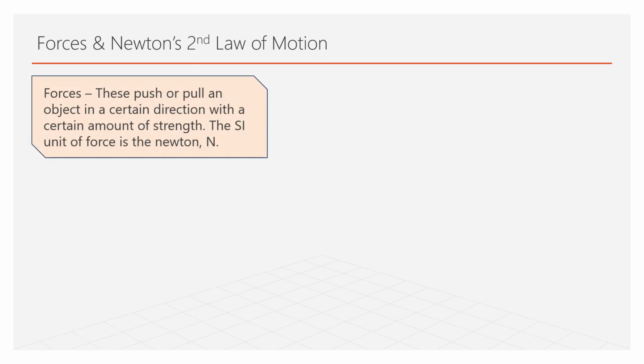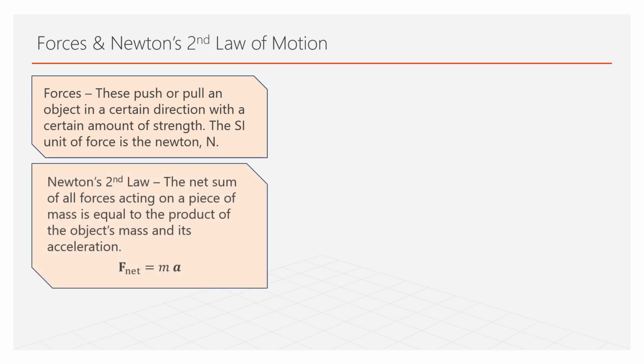Forces push or pull an object in a certain direction with a certain amount of strength. The SI unit of force is the Newton, or capital N for short. This is Newton's second law. The net sum of all forces acting on a piece of mass is equal to the product of the object's mass and its acceleration, and is written as the net force equals ma.